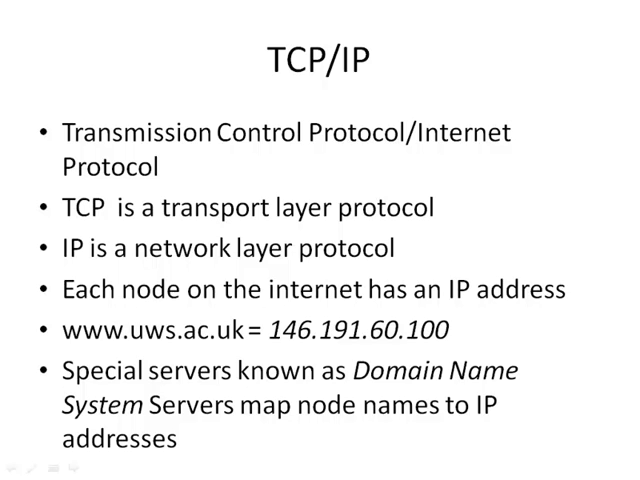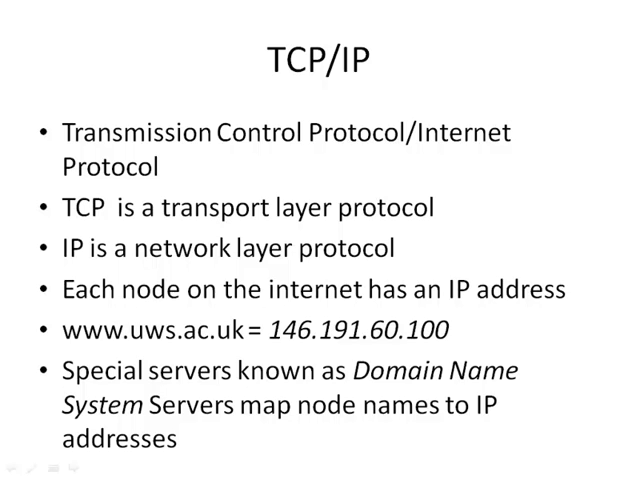So each node on the internet has an IP address, for example, www.uws.ac.uk has an IP address 146.191.68.100. Now that can actually change over time if the web servers get reconfigured. That's what it is currently.